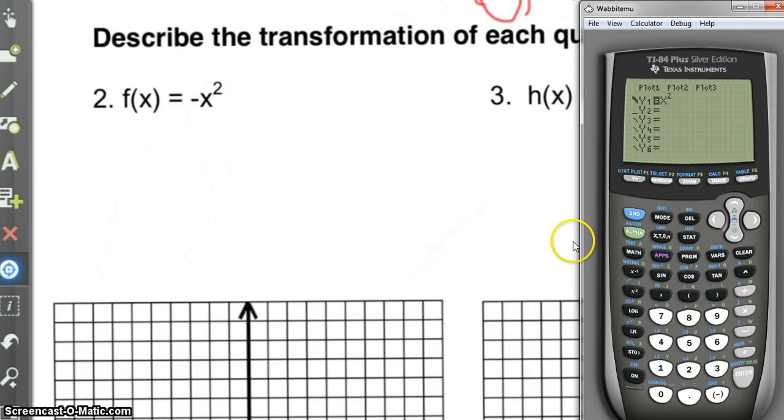Now on y2, I'm going to write down the new function, which is -x squared. So let's write that down, -x squared. Now let's graph them.